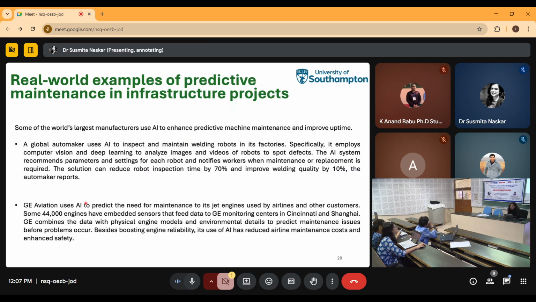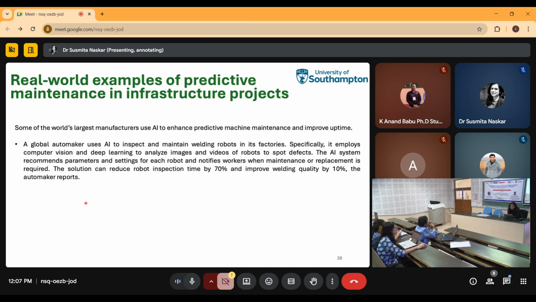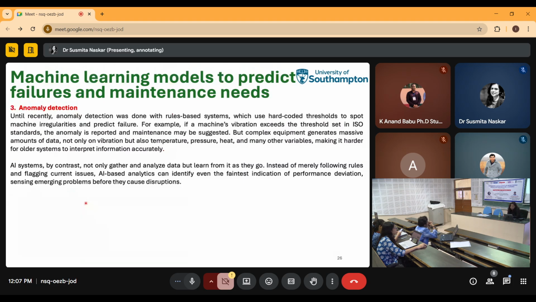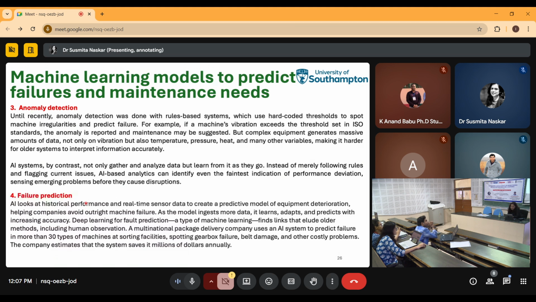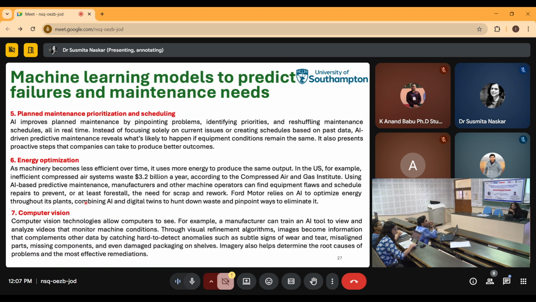So I will say that please go back and try to think about how you can use any of these models. We have talked about several cases in total: outage prevention, condition monitoring, anomaly detection, failure prediction, maintenance, energy optimization, and computer vision, right? So think about all of these seven approaches, and you will see that definitely all of them are connected in some way. It's not always individually performing parameters. So you can think about how you can use one of these, or maybe two of these together in certain cases.